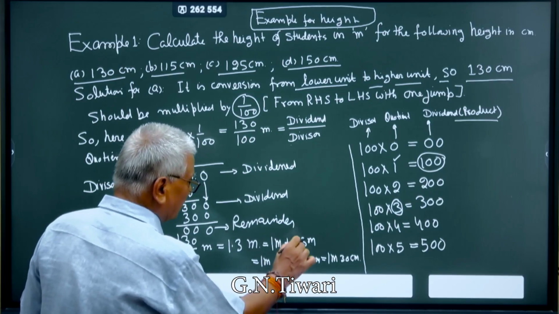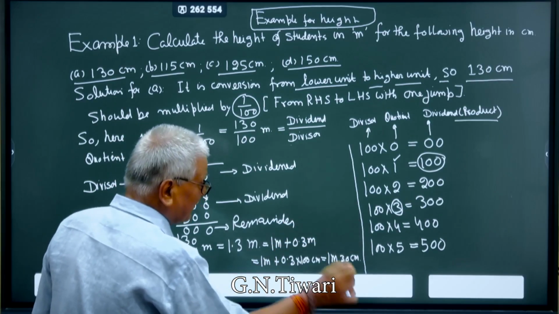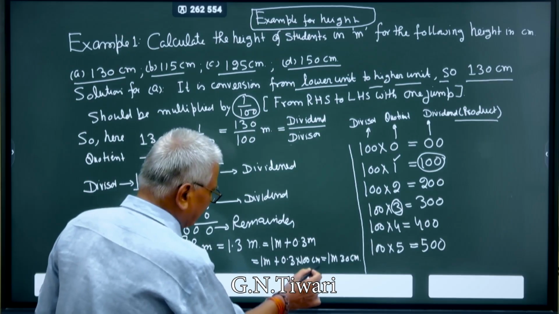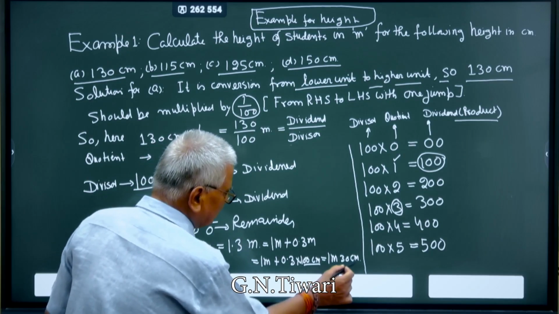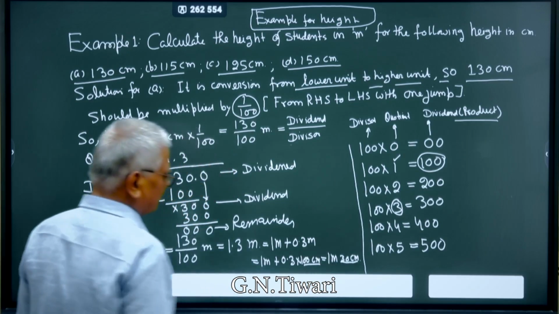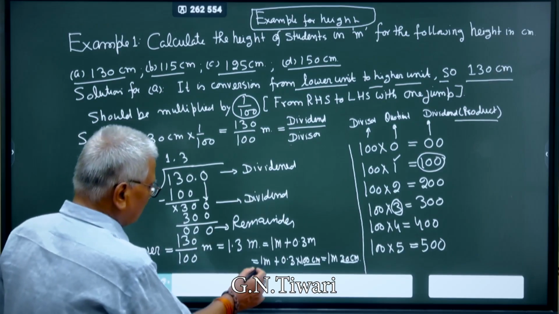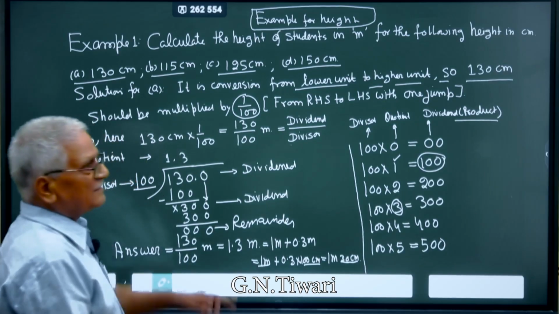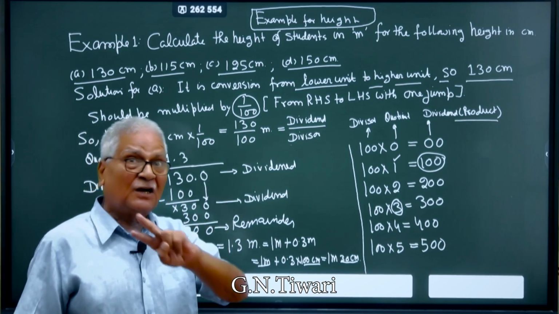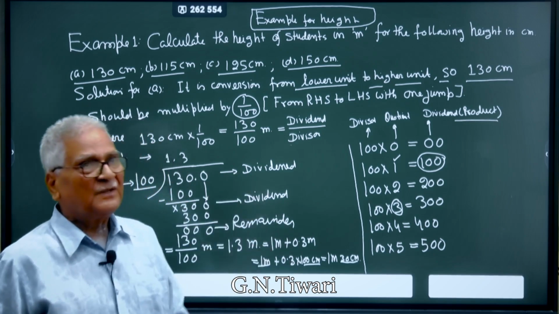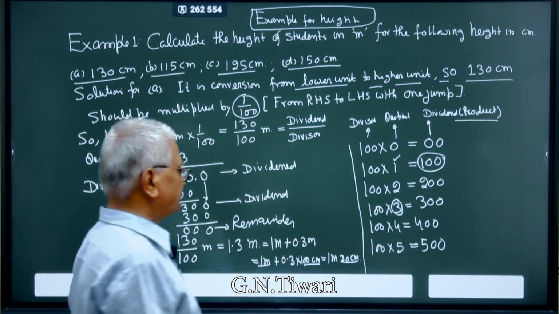Here if you want to convert from meter to centimeter, higher to lower, you have to multiply by 100, and the result gives 30 centimeter and 1 meter. Because centimeter can be 2 digits, not 3 digits. In gram, it can be 3 digits.